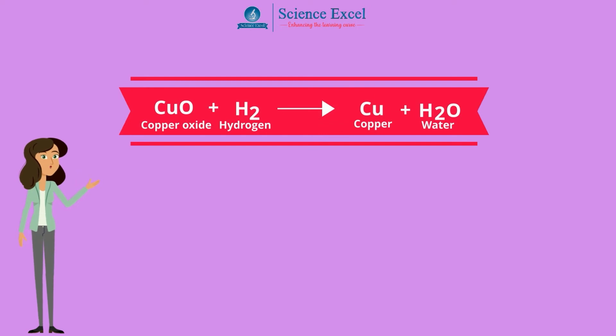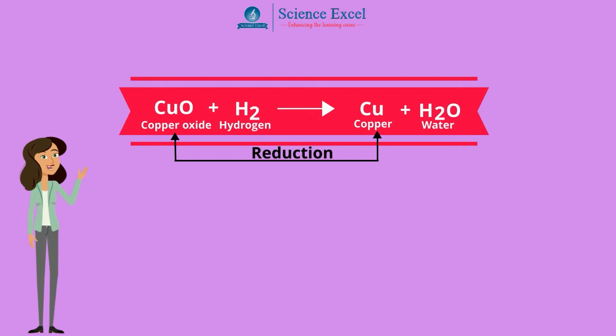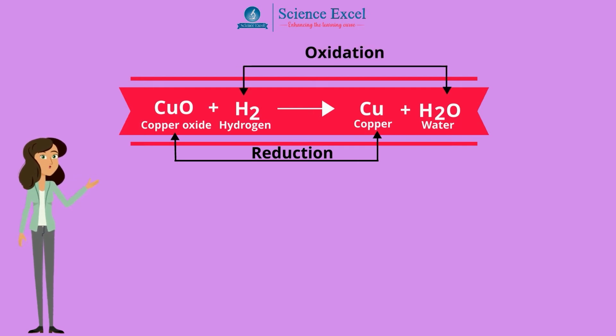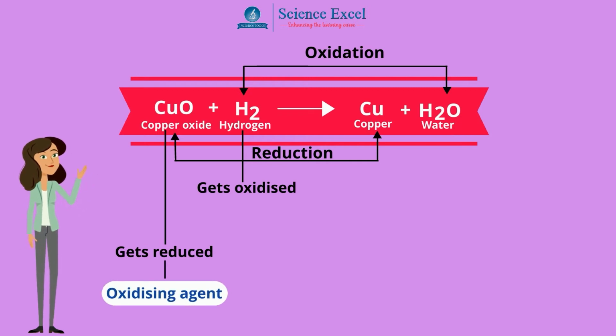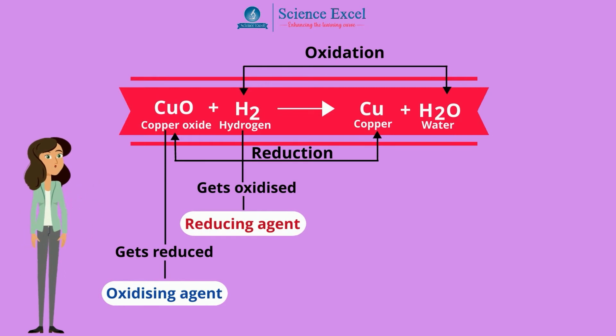Now look again at the reaction between copper(II) oxide and hydrogen. Copper(II) oxide loses oxygen and hydrogen gains oxygen. So here the copper(II) oxide is getting reduced and hydrogen is getting oxidized. The substance getting reduced in a chemical reaction is known as the oxidizing agent, whereas the substance that is getting oxidized in a chemical reaction is known as the reducing agent.